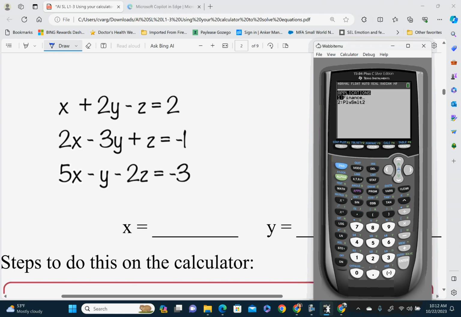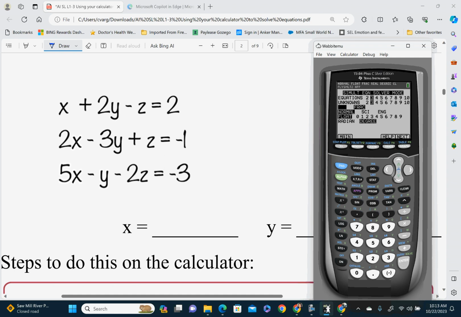So this is apps. You're going to do option number 2, which is PlySmlt2. Hit any key. And now you're going to choose option number 2, simultaneous. Simultaneous just means you're solving equations at the same time. So we're going to hit option number 2. And here, for this question, we have three variables and three equations. So I'm going to go to 3, hit enter, go underneath, go to 3, hit enter.